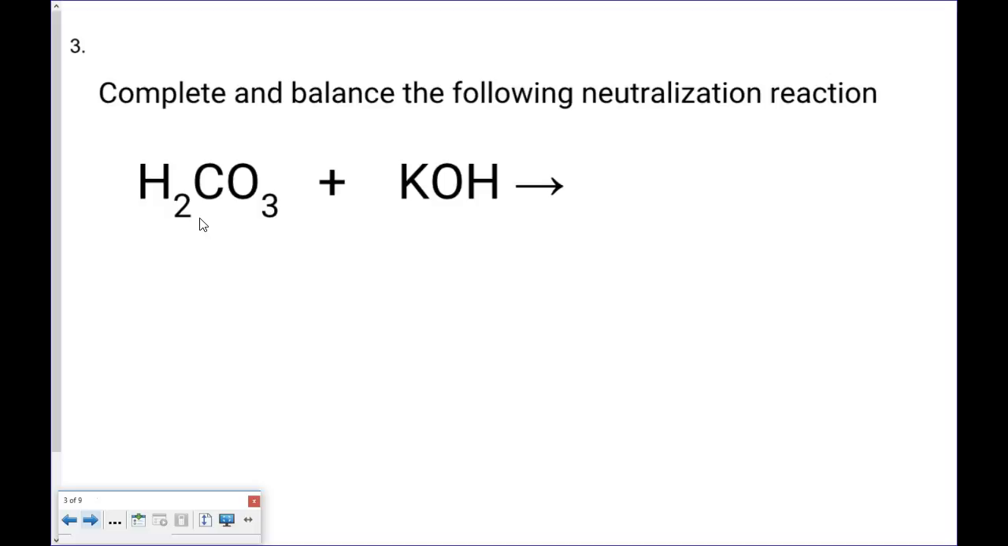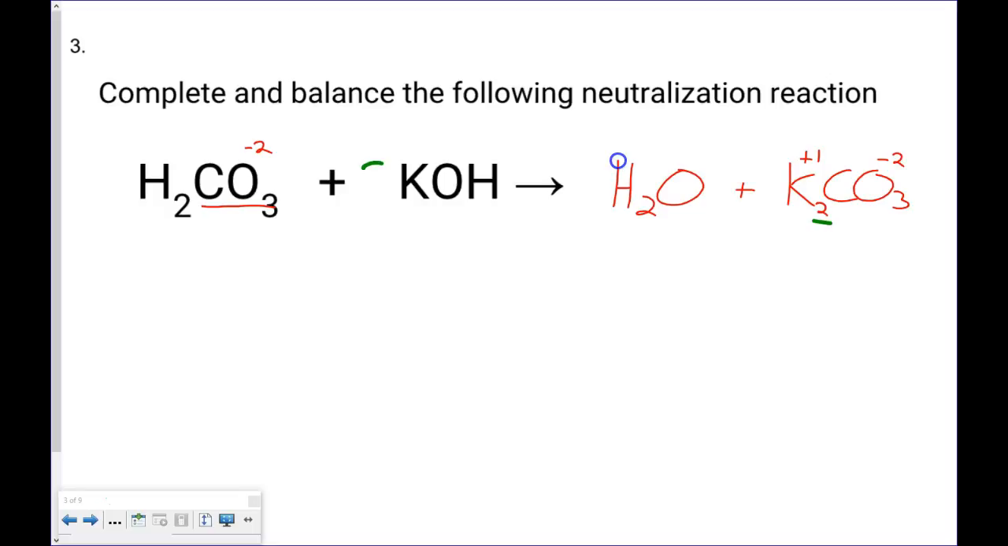Next up, I have carbonic acid, H2CO3, plus potassium hydroxide. Well, it's a neutralization, so water's going to be the first thing. Now I have the carbonate anion, which is going to be a -2 charge, and then I have the potassium, which is going to be a +1. So my end result is going to be KCO3, but of course potassium has a charge of +1 and carbonate is -2. I have to use the crisscross method, and now I get K2CO3.